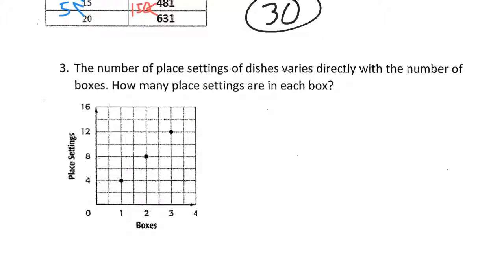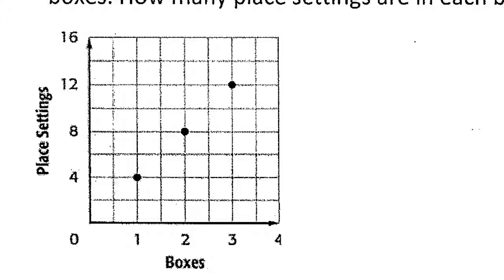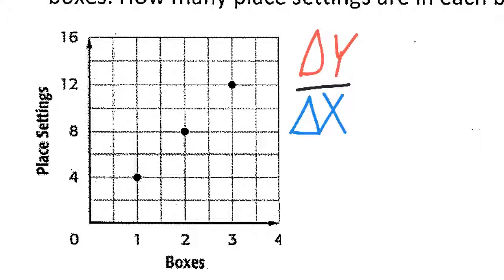Take a look at number 3. It says the number of place settings of dishes varies directly with the number of boxes. How many place settings are in each box? So I'm going to show you 2 ways to do this one because I do not care which way you want to go at it. Again, change of Y over change of X. My phone quit messing up on me. This always works. I can pick any 2 points. It doesn't matter which 2. We're going to use that one and that one.